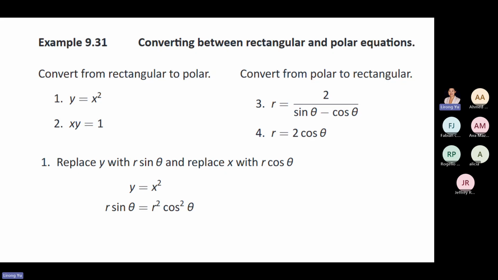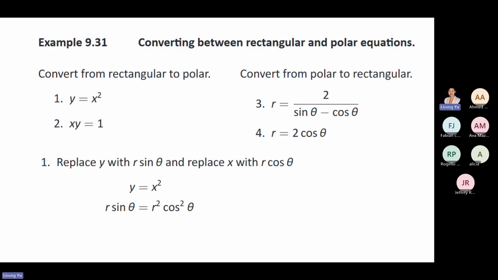So I did this one, y equal to x squared. Y is replaced by r sine theta, x is replaced by r cosine theta. Right there, that's our polar equation. You can see y equal to x squared is a rectangular equation, which has only x and y variables. R sine theta equal to r squared cosine squared theta. There's no more x or y, just r and theta.